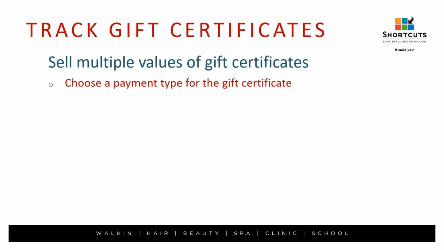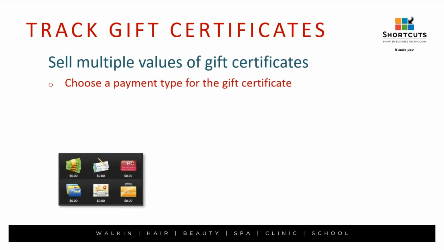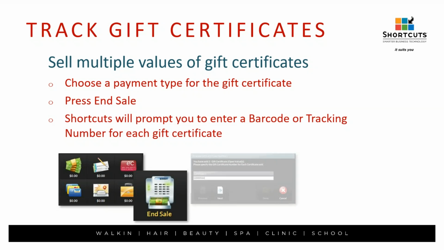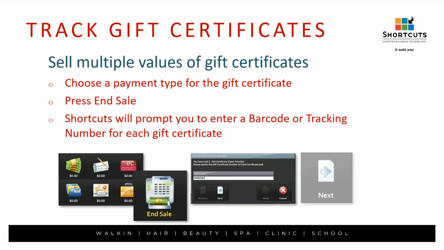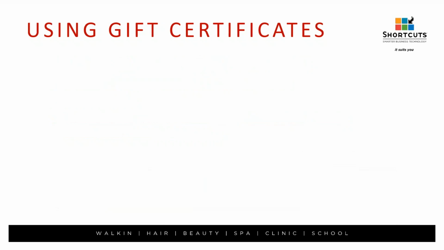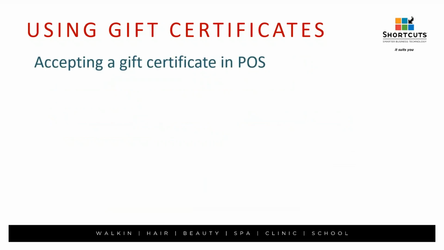So for gift certificates specifically, the customer chooses how much the certificate is worth, whether it's 25, 50, 100 or more. And then you tell Shortcuts how they are paying for this, cash or credit usually. When you press end sale, Shortcuts will ask you to record the number on that gift certificate. Usually it's a barcode number or a string of numbers. So now Shortcuts will allow you to use that as a payment type in the future.